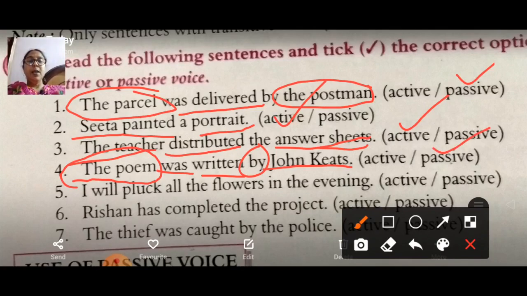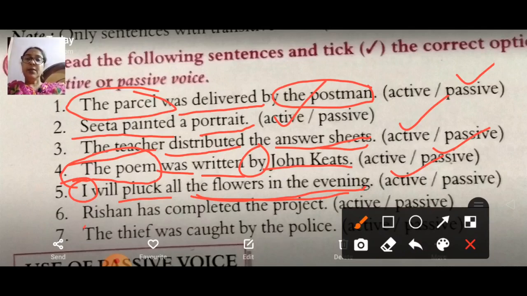Now fifth, I will pluck all the flowers in the evening. So here you can see I is the subject, pluck is the verb, and then the flowers in the evening are the object. So this is very simple. This is an active voice sentence. Now, sixth, Rishan has completed the project.